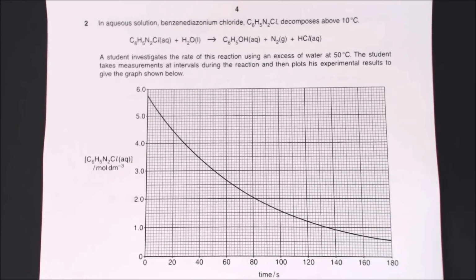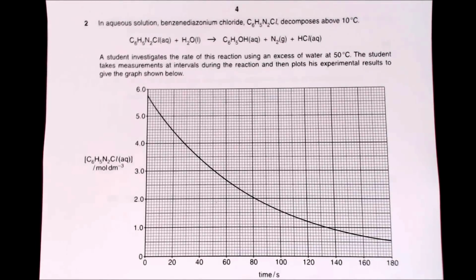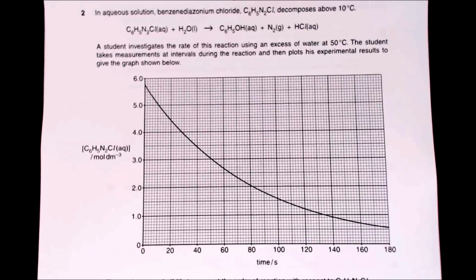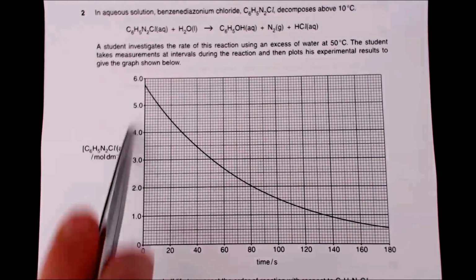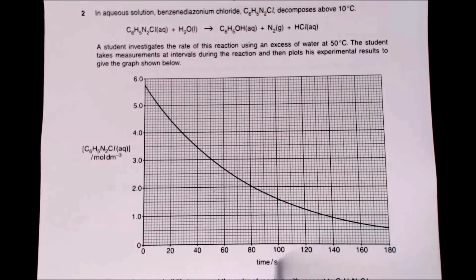Okay, so this is question 2. It says in aqueous solution, benzene diazonium chloride, C6H5N2Cl, decomposes above 10 degrees Celsius. So we've been given the equation here at the top, and it says a student investigates the rate of this reaction using an excess of water at 50 degrees Celsius. The student takes measurements at intervals during the reaction and then plots his experimental results to give the graph shown below. So you can see we've got a graph here, and the graph shows us the concentration of our benzene diazonium chloride, which is one of our reactants, and it shows it obviously depleting over time.